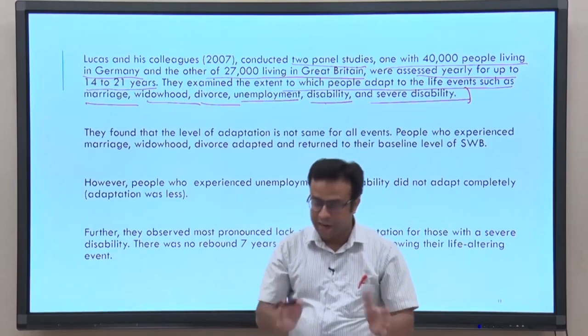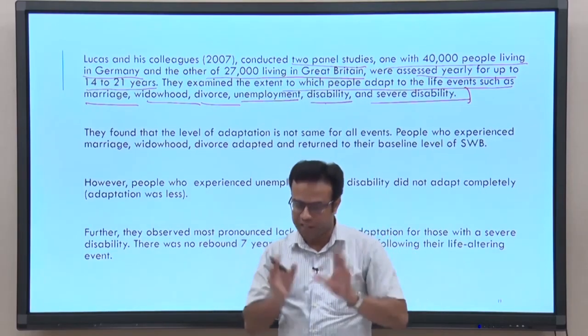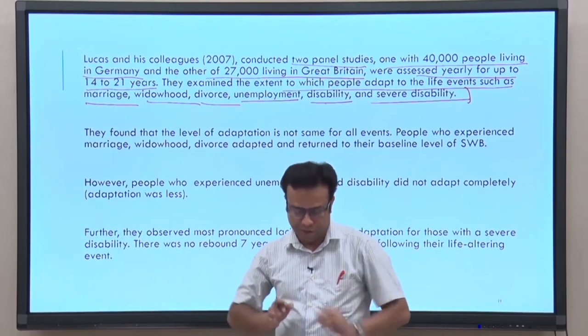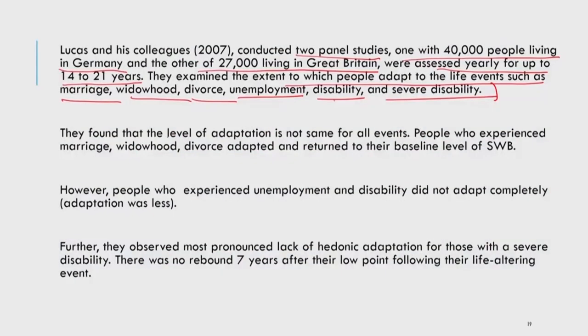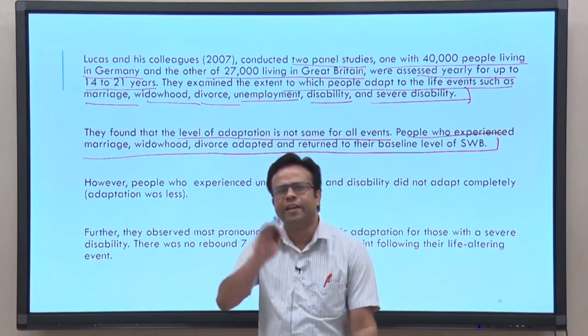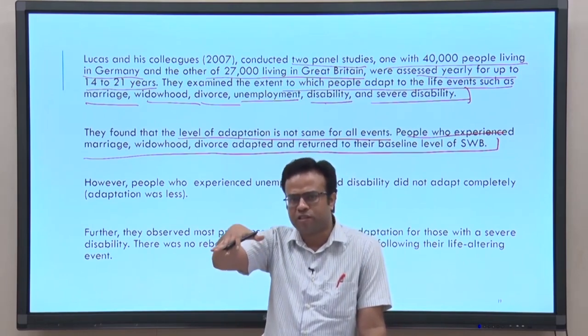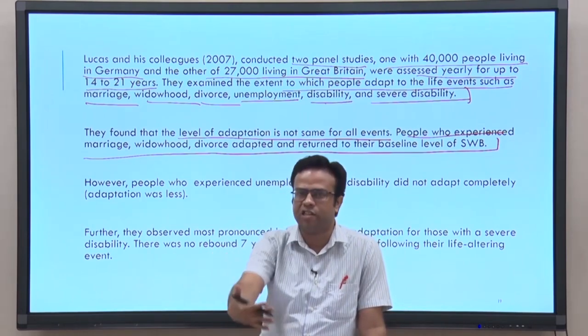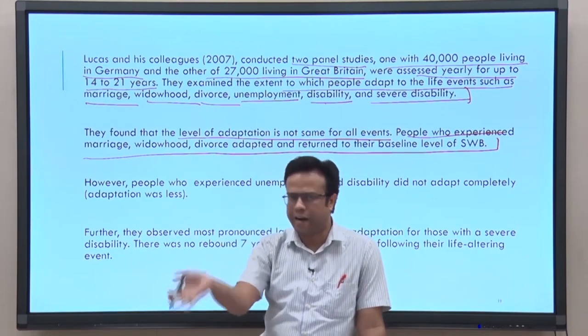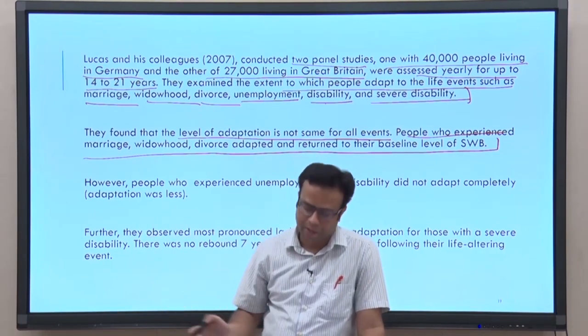This is a large scale, longitudinal study, a very important and significant study that indicates some important things. For example, they found that the level of adaptation is not the same for all events. People who experienced marriage, widowhood, divorce adapted and returned to their baseline level of subjective well-being. Emotional consequences in response to such changes were not very long lasting and people could adapt to them. So, that was not really problematic.